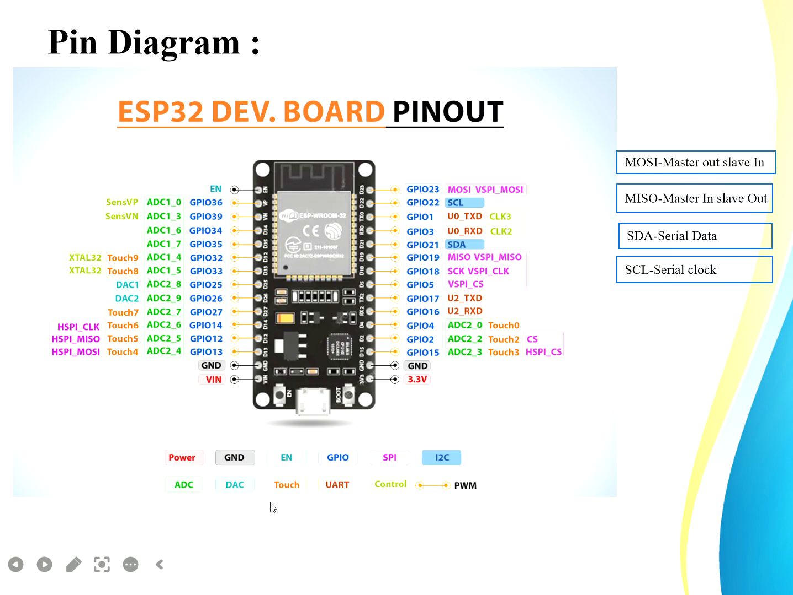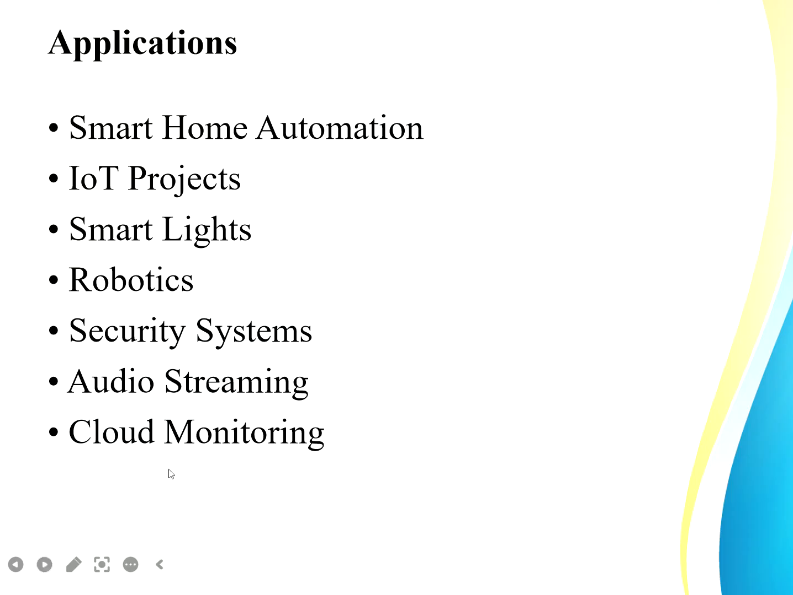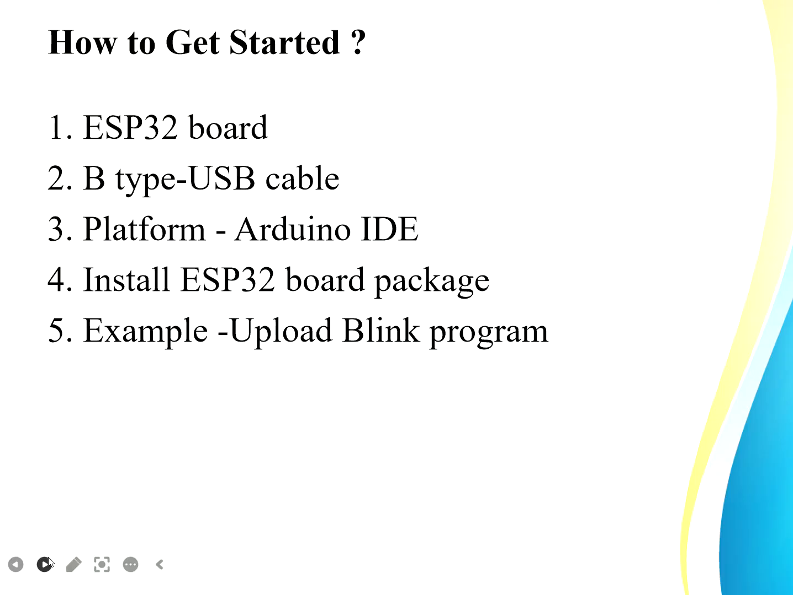It converts analog signals into digital signals, and has digital to analog converter pins and touch pins. Many touch sensors are used with these GPIO pins, and UART is used for one device to another device communication. This controls pulse width modulation of other sensors. Its applications are mainly smart home automation, IoT projects, smart lights, robotics, and mainly security systems, audio streaming, and cloud monitoring also.